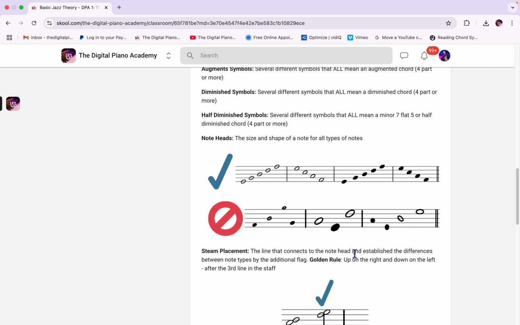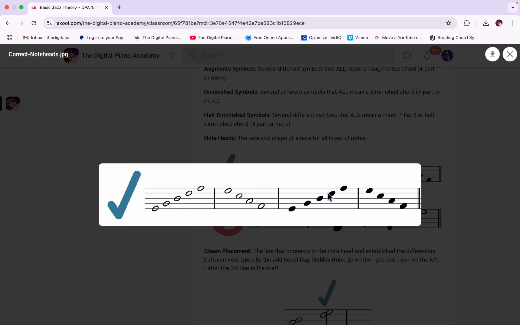Next, we have note heads. So this is the size and the shape for all types of notes, and they are usually oval or circular. I would say more people opt for an oval look for the note heads.